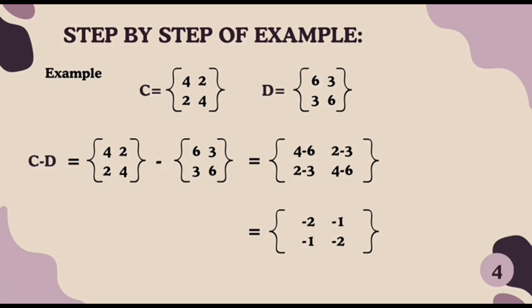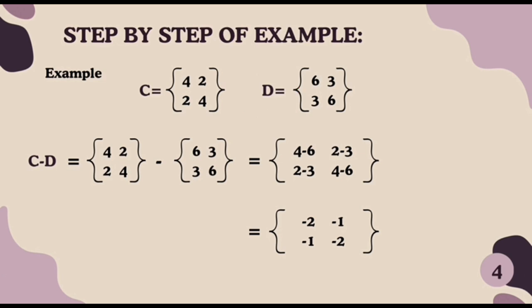Now, let's proceed to matrix subtraction. Let's say we are given the same 2 matrices. Matrix C with elements 4, 2, 2, 4, and matrix D with elements 6, 3, 3, 6. The same as with addition.